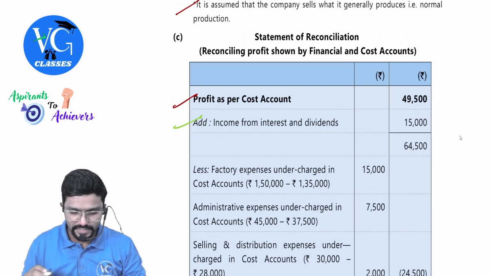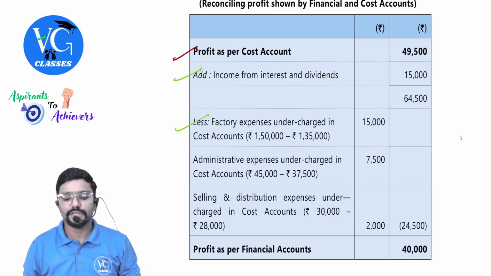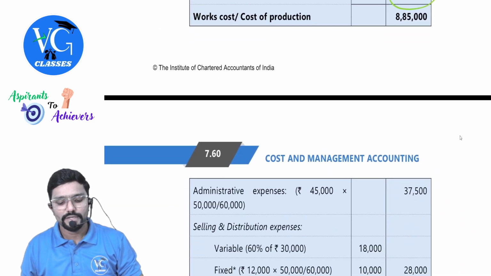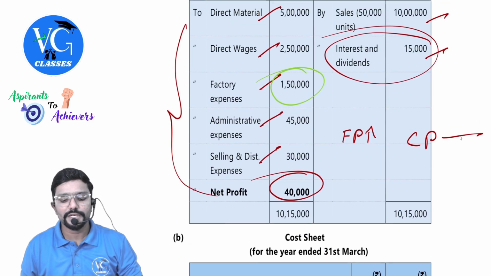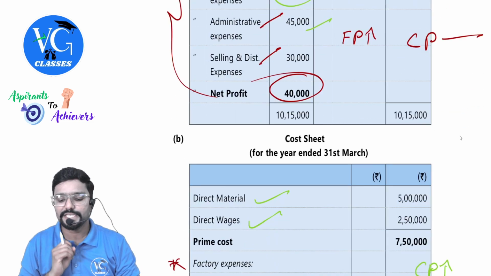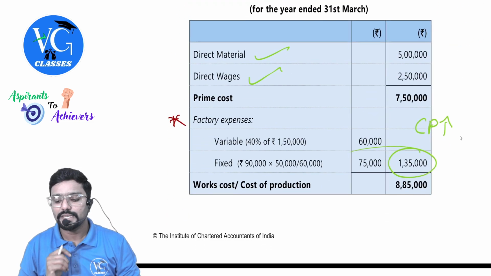So you can see this is taken care of. Here, deduct 15,000. Okay, sir. Next item, administrative overhead, 37,500, whereas in financial books, 45,000. Again, charged less, guys.